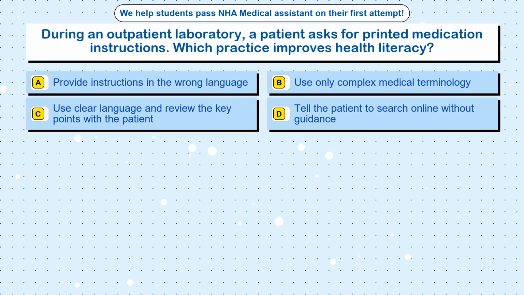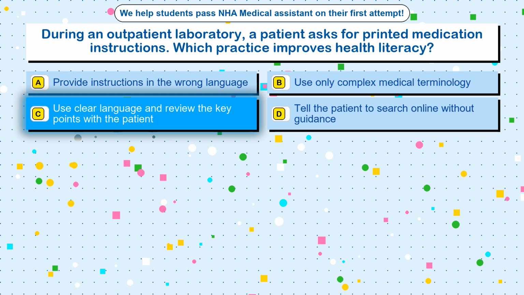Question 95. During an outpatient laboratory, a patient asks for printed medication instructions. Which practice improves health literacy? Option A. Provide instructions in the wrong language. Option B. Use only complex medical terminology. Option C. Use clear language and review the key points with the patient. Option D. Tell the patient to search online without guidance.